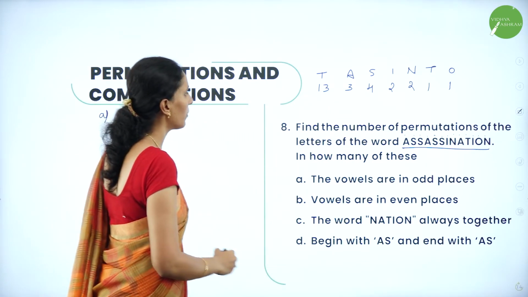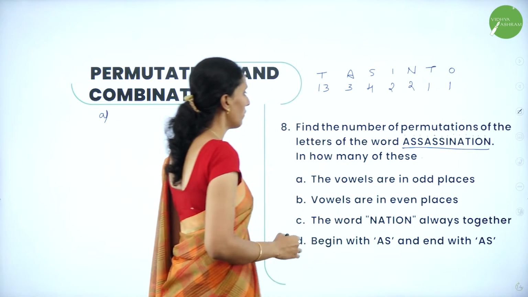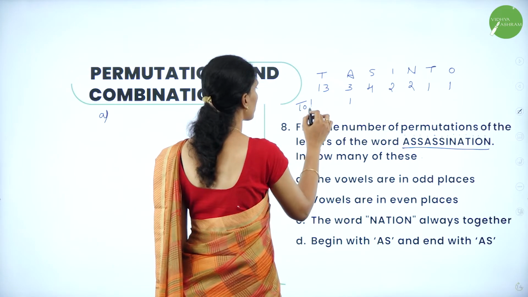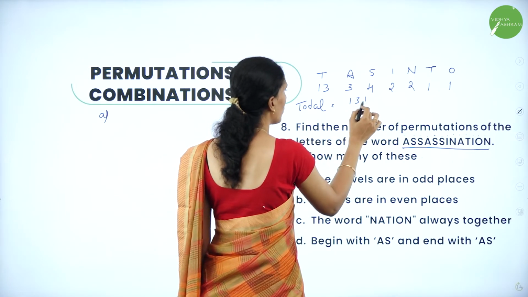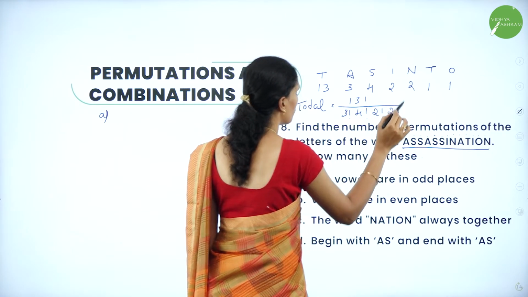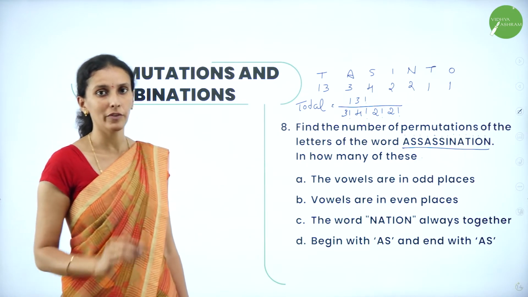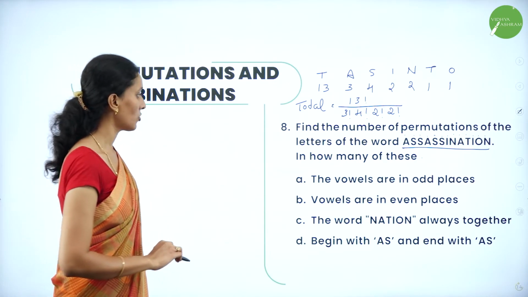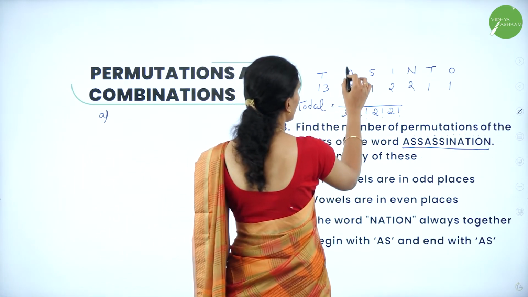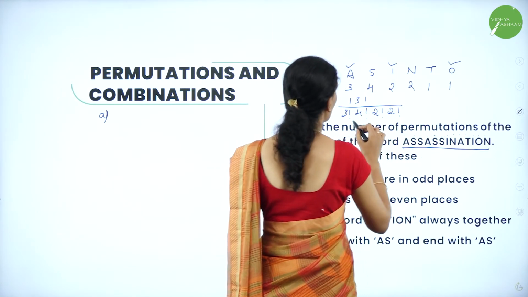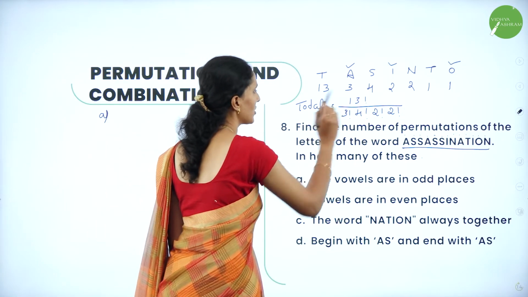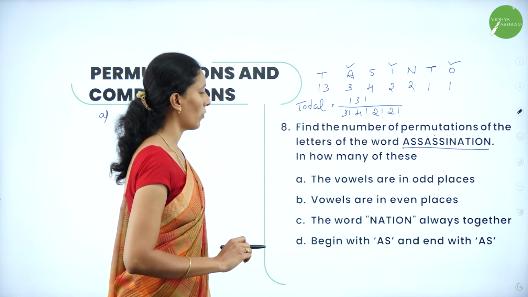So therefore my total number of permutations will be 13 factorial by 3 factorial, 4 factorial, 2 factorial, 2 factorial. This is my total number of permutations with letters repeated for the word assassination. The vowels are in odd places. How many vowels do we have here? A is a vowel, I is a vowel, O is a vowel. So 6 vowels we have.